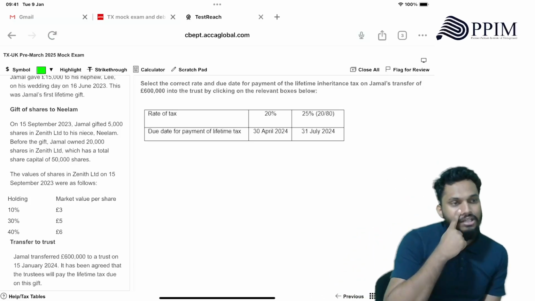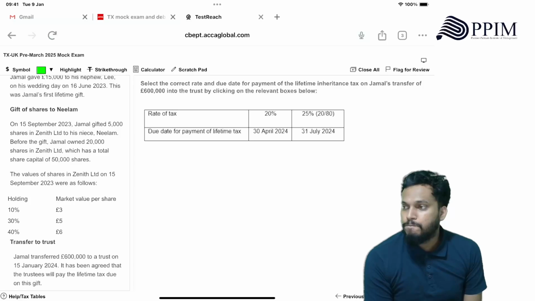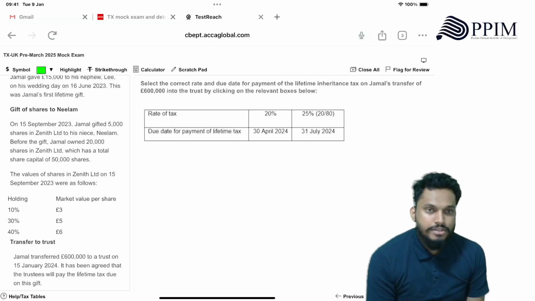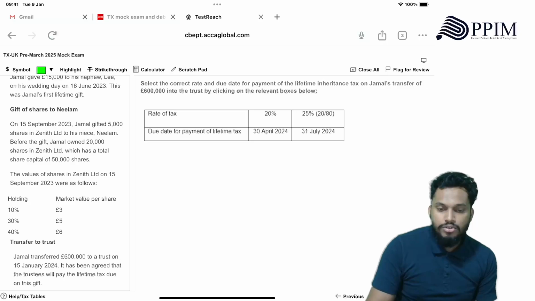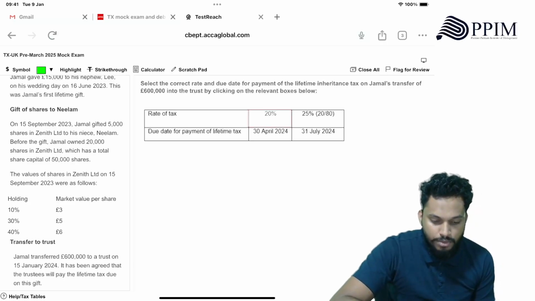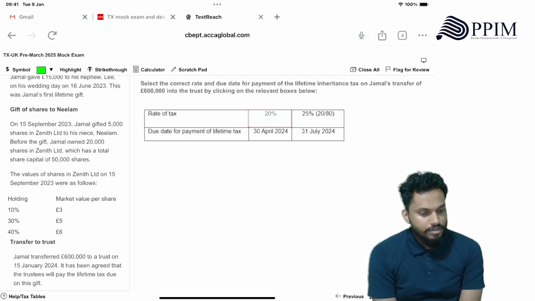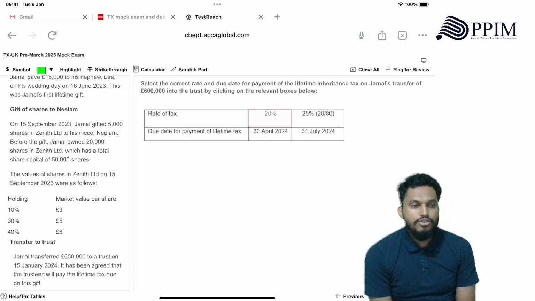So if trustees are paying, what is the percentage? 20%. If trustees are paying, 20%. If donor is paying, 25%. 20 over 80 means 25%. So who is paying here? The trustee is paying, so it needs to be 20%, isn't it? Yes. So in this instance, the trustee is paying, so they need to pay only 20%. That should be the rate of the tax.